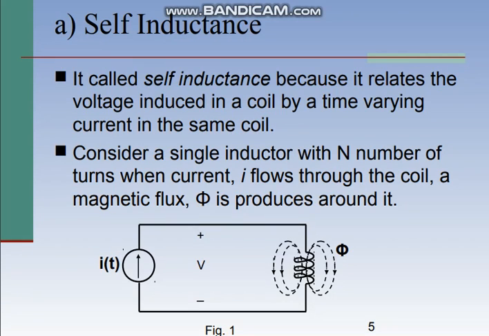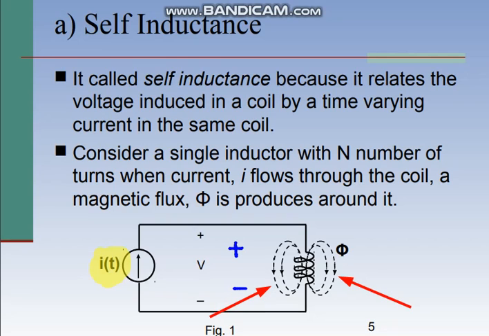I can show you with the highlighter. This is the current source, a varying current source. By this, the voltage is induced here. And you can see some magnetic force lines created alongside the coil. There is a flux, which is known as the flux.